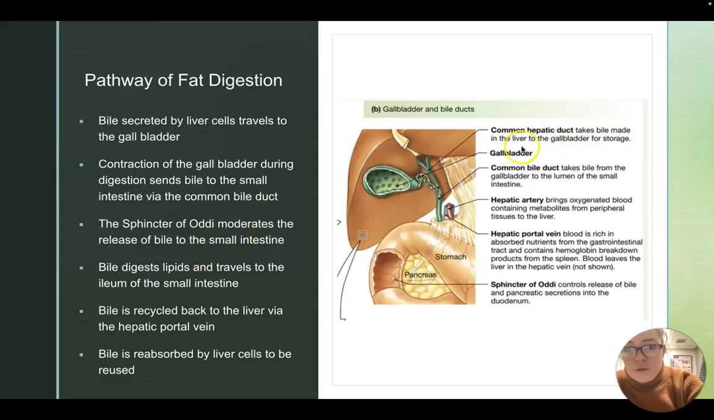Lastly, I just wanted to mention this diagram shows the hepatic artery, which essentially brings oxygen to the tissue so that it can carry out all of these functions.